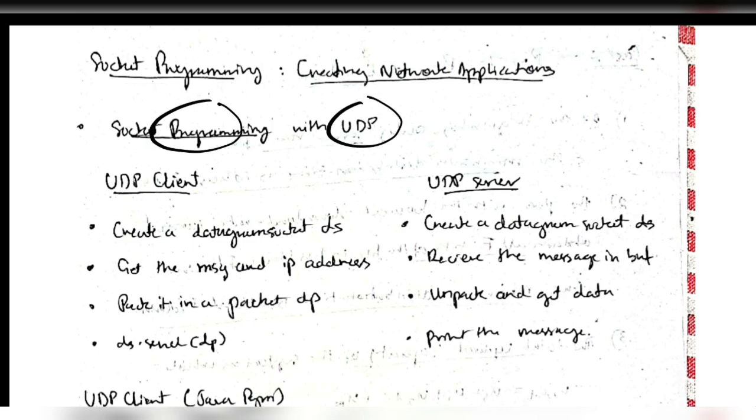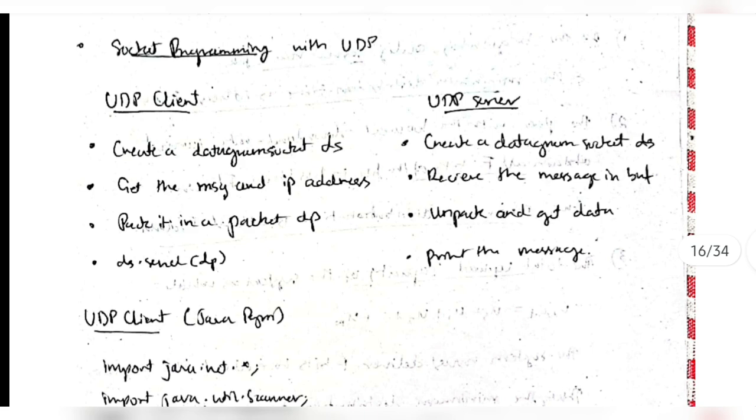In UDP and TCP both, you have to mention two things, client and server. There is a separate program for each of these. How to remember these programs, I'll tell you now. Remember these 4 points for each of these. For UDP, the first is to create a datagram socket.